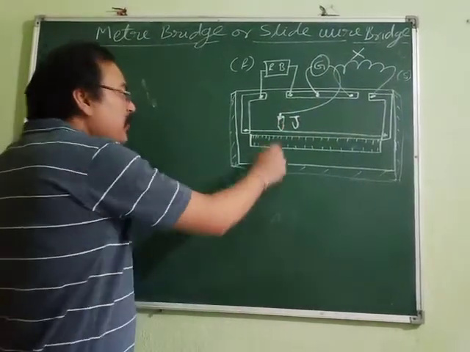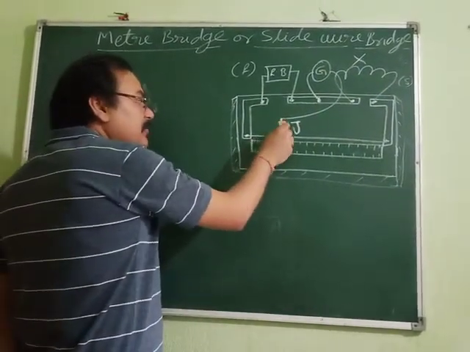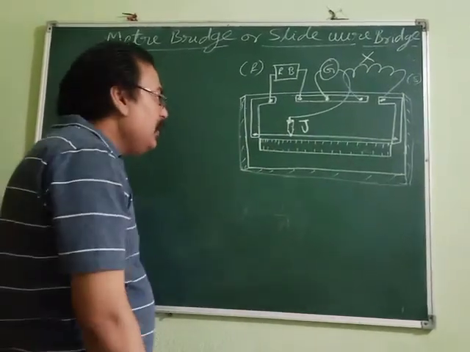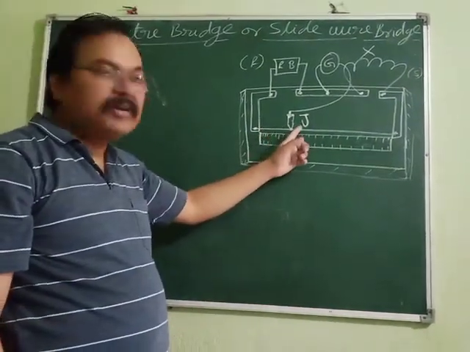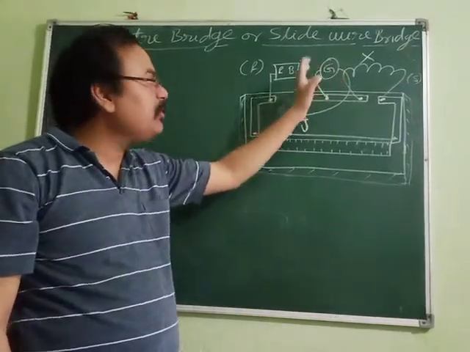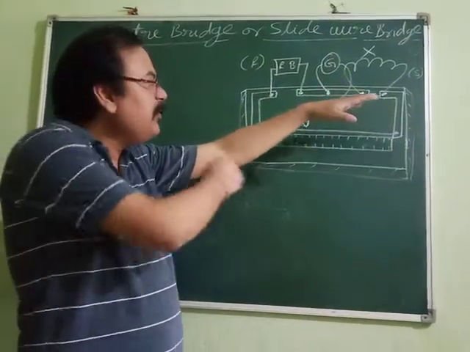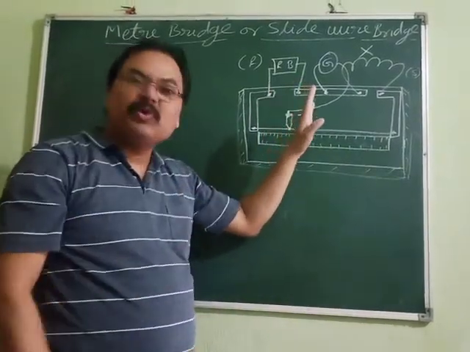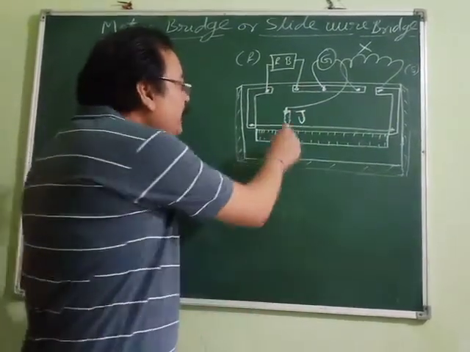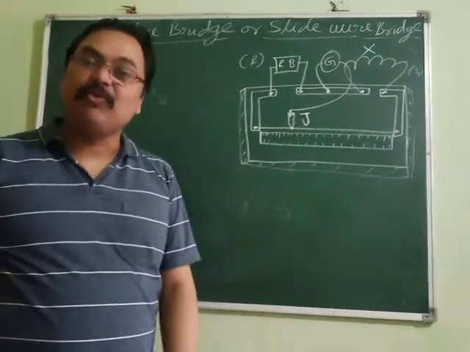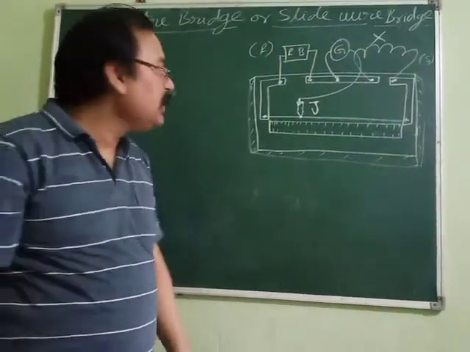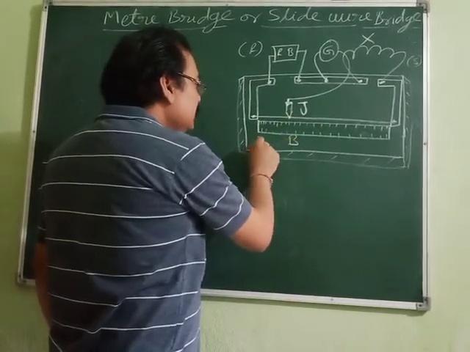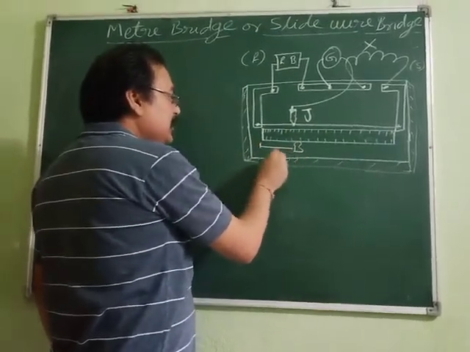Wherever you find, we have to slide this jockey over this wire. When you are sliding, you will find sometimes this galvanometer is showing deflection toward that side. When you move again ahead, it will show deflection this side. At a certain point, you will find it is showing no deflection, and that point is known as the balancing point. Suppose this is the balancing point B. So the distance from this end is suppose L.